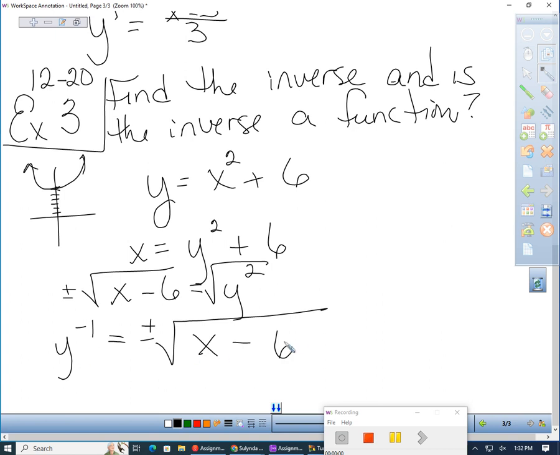If I were to graph that one, I think it's easiest for you to see it this way. This means I would go 1, 2, 3, 4, 5, 6 to the right, and it would be a parabola facing this way. Is the inverse a function? No, it is not. So not a function.